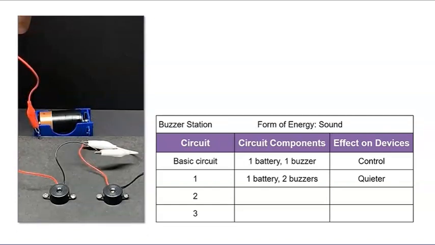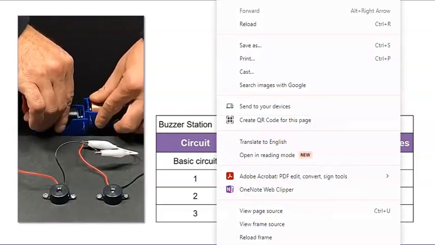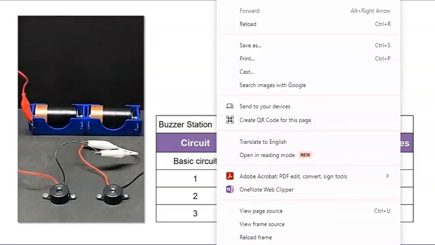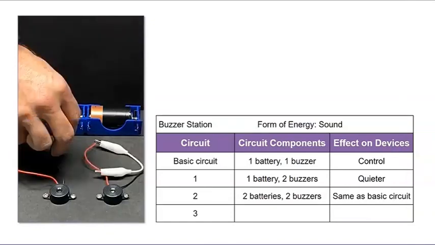What if we add a battery? Now our circuit components are 2 batteries and 2 buzzers. Let's watch. What effect on the devices did you observe? I think the sound from each buzzer was the same as the basic circuit. Do you agree? We can record that here in our table.